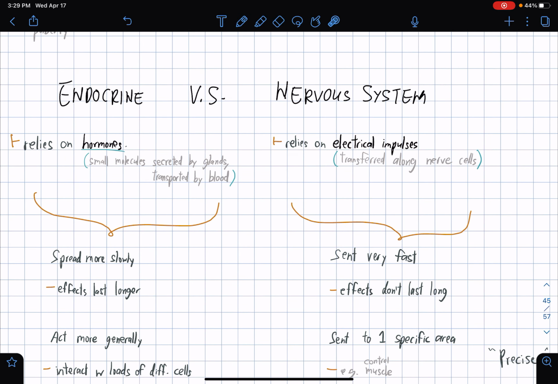It relies on electrical impulses. These electrical impulses are transferred along nerve cells. So they're sent very fast, effects don't usually last long, and they're sent to one specific area.